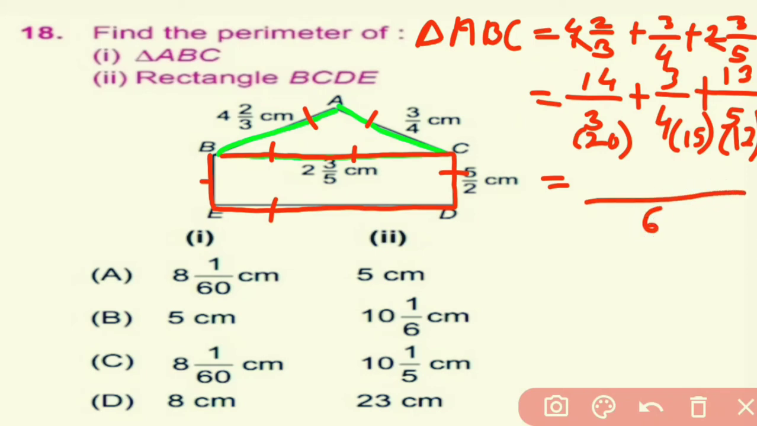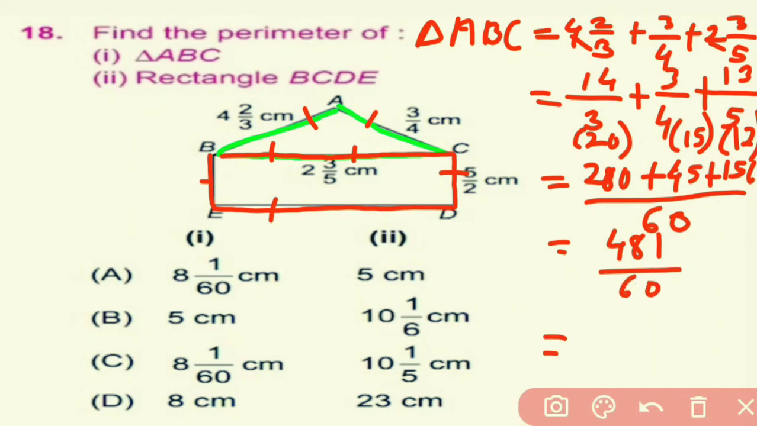So the denominator is 60. 14 into 20 is 280. 3 into 15 is 45. And 13 into 12 is 156. And 280 plus 45 plus 156 is 481. We convert it into a mixed fraction. So 60 into 8 is 480 and this one is 481. So the perimeter of triangle ABC is 8 1 by 60.